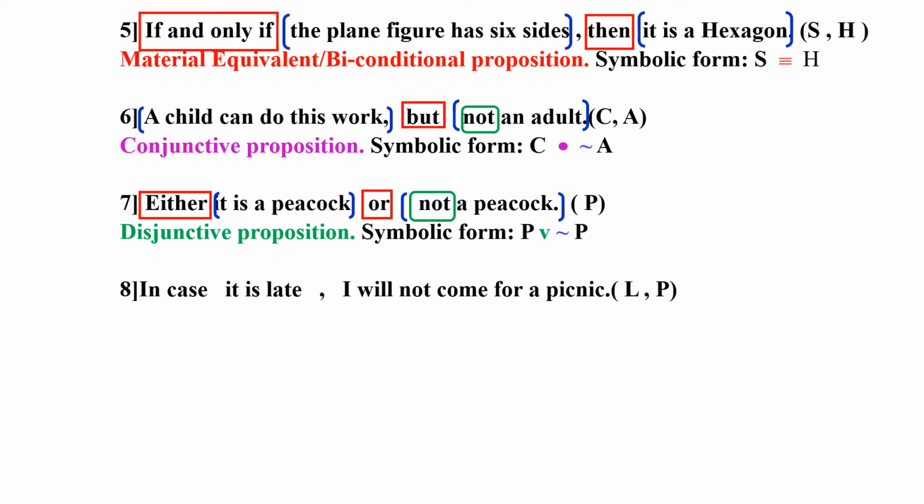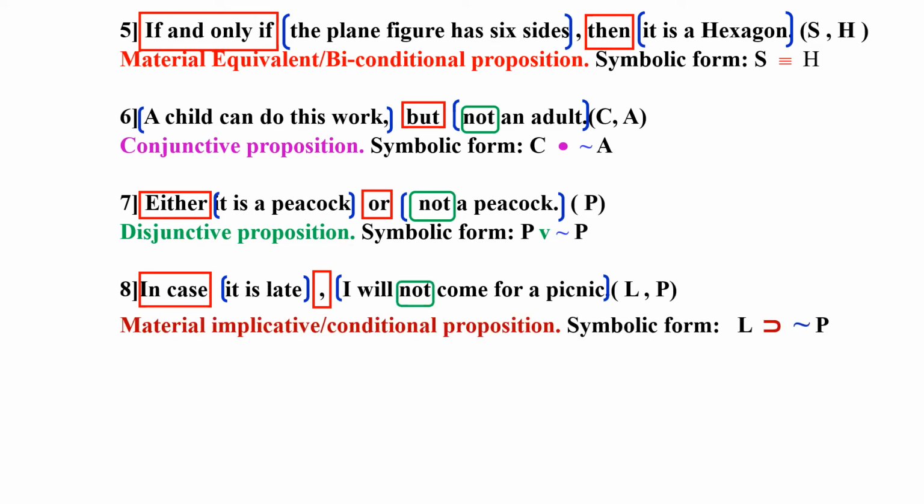Now we come to the 8th one. In case it is late, I will not come for the picnic. So it is late is the first component and I will not come for the picnic is the second component. And in case and comma is the main connective. So here it is a material implicative or conditional proposition, and the antecedent is it is late and the consequent is I will not come for the picnic. Antecedent is an affirmative proposition, so L will have horseshoe. Consequent is a negative proposition, so curl P.